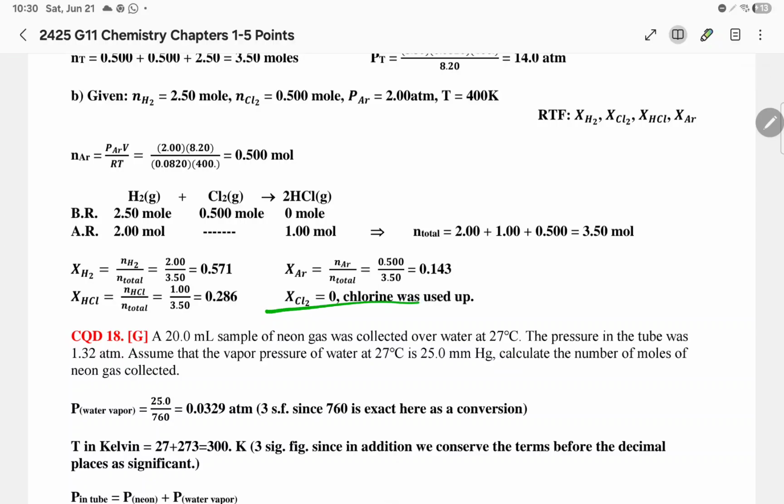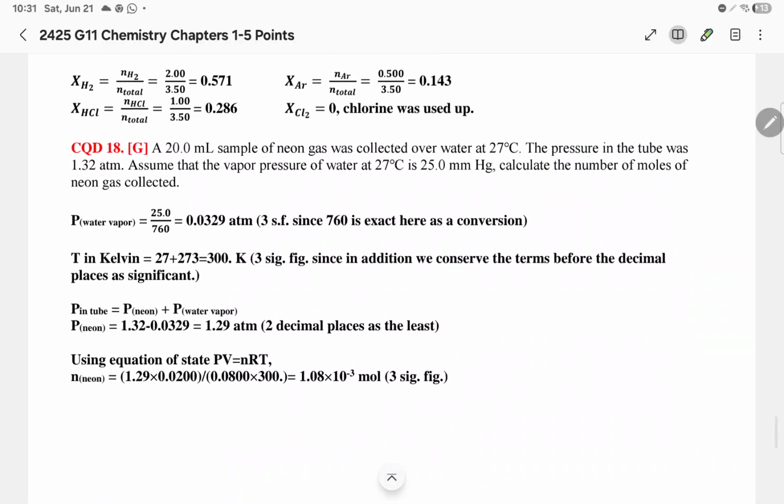Like I said, no chlorine left since it was limiting, all used up. And that's how we find the mole fraction for everything. Now let's move on to CQD 18. 20 milliliters of neon gas was collected over water at 27 degrees Celsius.